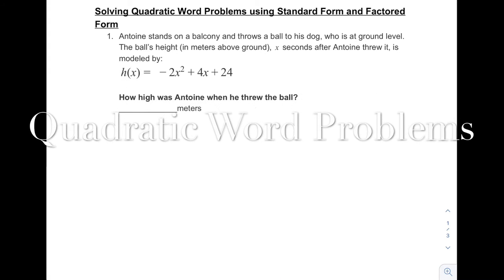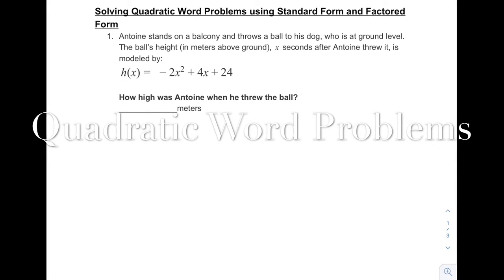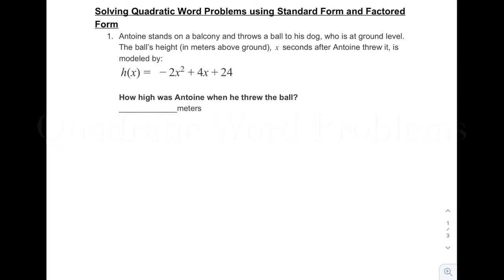Okay, today we're gonna put everything together that we did for quadratic functions so far, and we're gonna apply it to word problems. So we're gonna put everything together as far as graphing and solving by factoring. We're gonna put those two together and see how we can apply it to real world situations. So we're gonna solve quadratic word problems using standard form and also factored form.